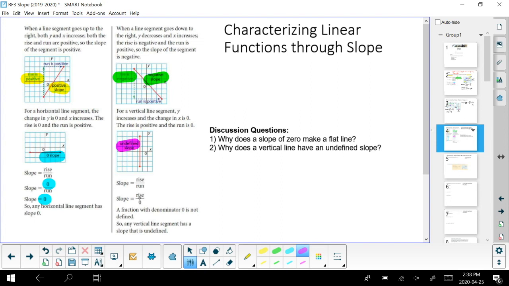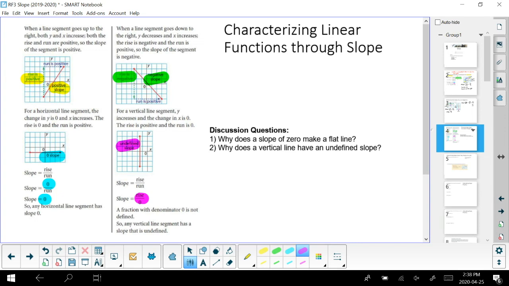Now, how does that happen? We end up with a vertical line because we're going to have a run of 0. So that means that your line going from left to right doesn't actually move anywhere from left to right. It only moves up or it only moves down, leaving us with an undefined slope.